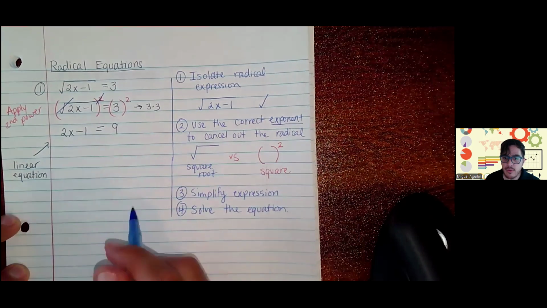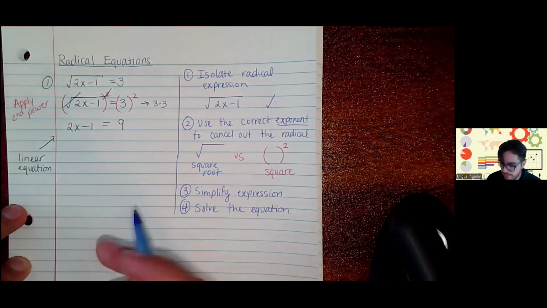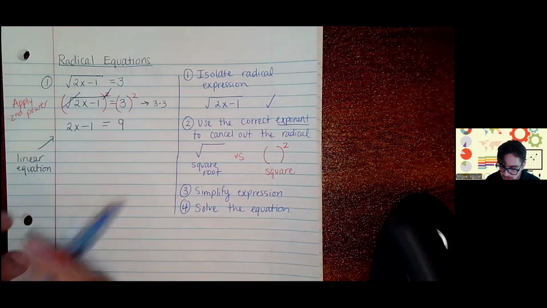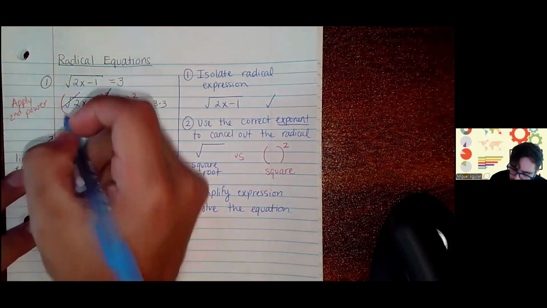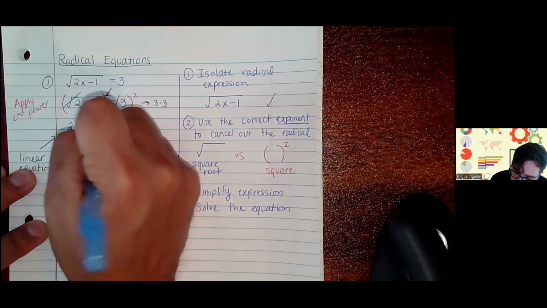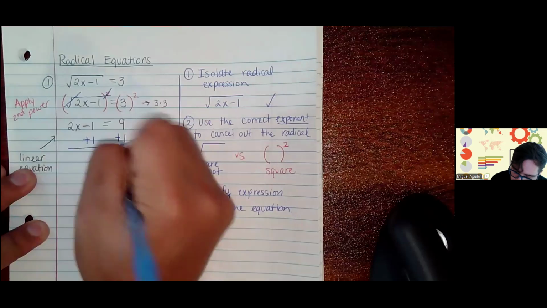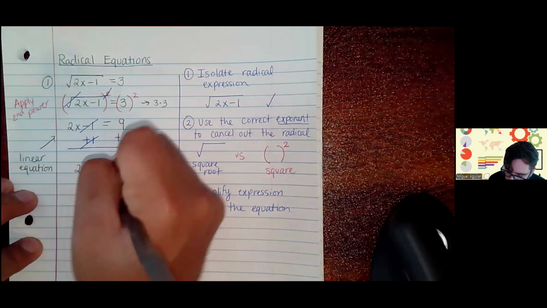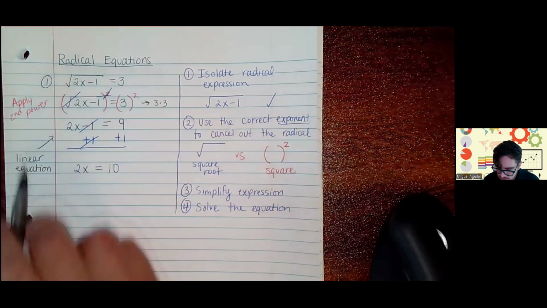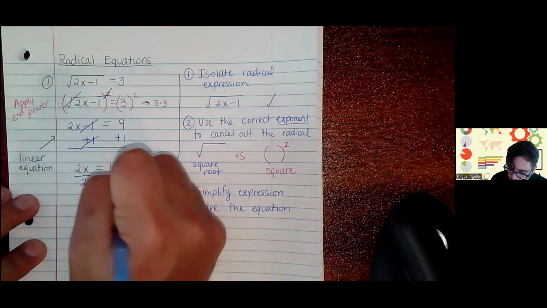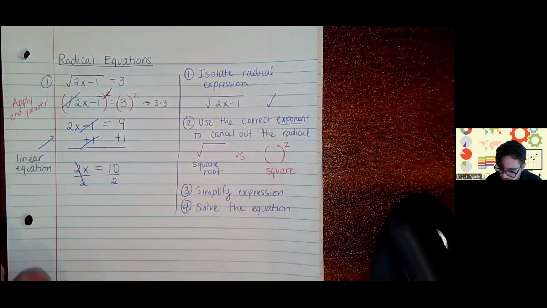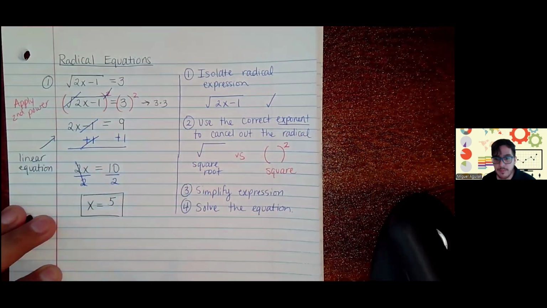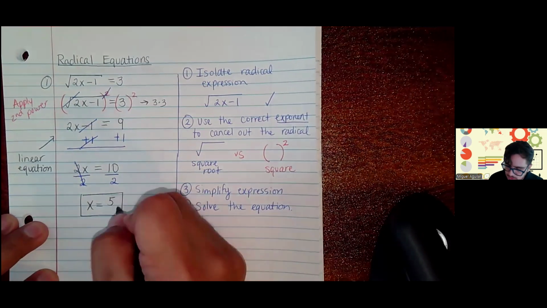Okay. So now that we have this linear equation, it should be back to module 1 material. So you should be able to recognize that to get this x by itself, we first need to add 1 to both sides, cancel out that 1. We'll get 2x is equal to 10. We'll divide both sides by 2 so that we cancel out those 2's. And now we have x is equal to 5. Okay. And that's going to be our solution.